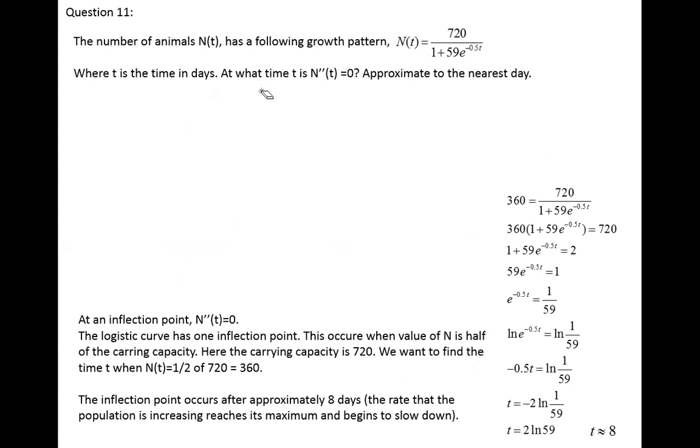And at what time t is the second derivative 0? That means we don't even have to approximate to the nearest day. We don't even have to find the second derivative and then set the equation equal to 0 and solve it. We know that this is giving me, for this function, an inflection point, and this is the steepest position. We know that this must be half of this.